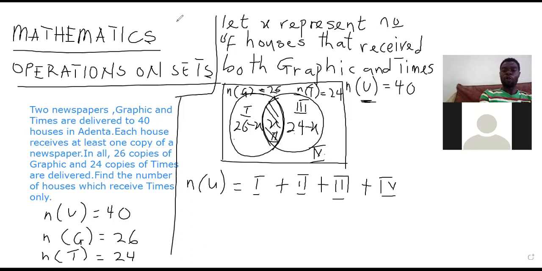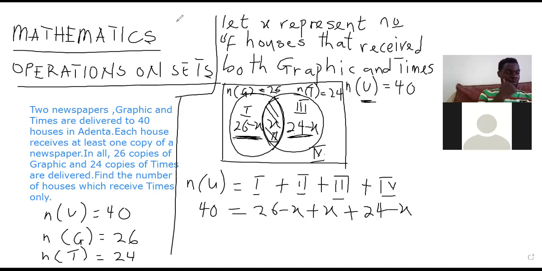Okay, the number of U is 40. So in place of the number of U, we write 40. So 40 is equal to I, and I is representing 26 minus X, plus X, plus II, which is 24 minus X. Now, IV is 0, so that one will not come in.